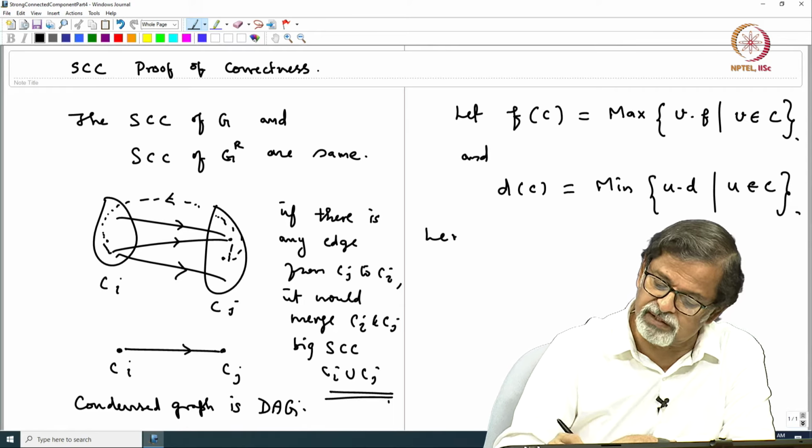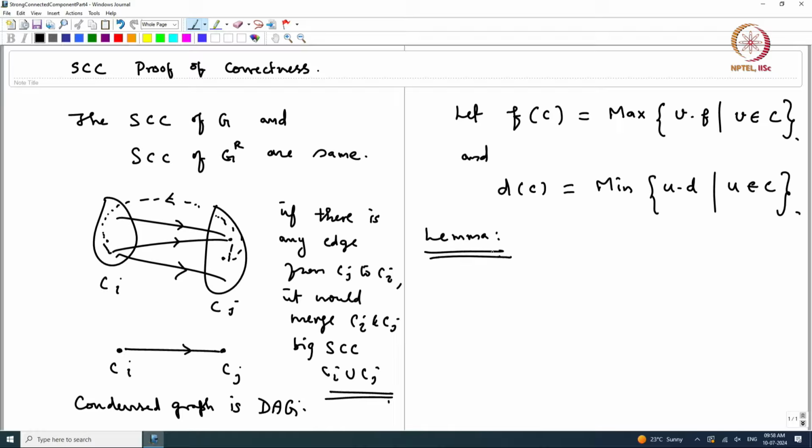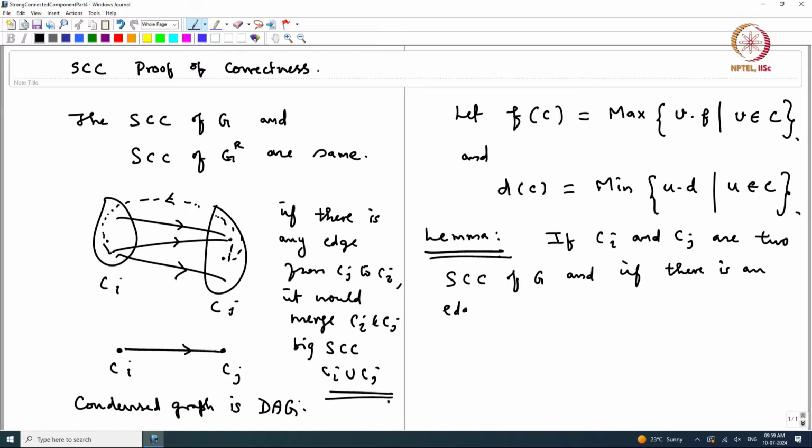Then we have the following interesting lemma. If Ci and Cj are two strongly connected components of G, and if there is an edge from Ci to Cj, that is from some vertex in Ci to some vertex in Cj. That is what we mean by an edge from Ci to Cj. Then the finish time of Ci is greater than the finish time of Cj.